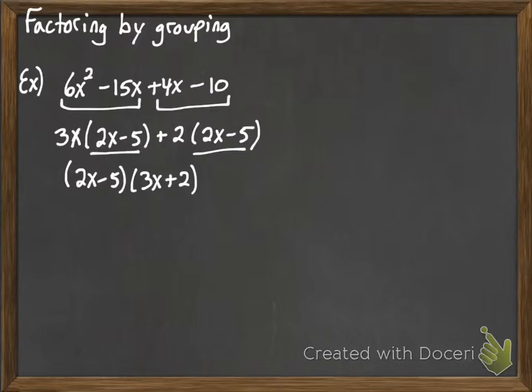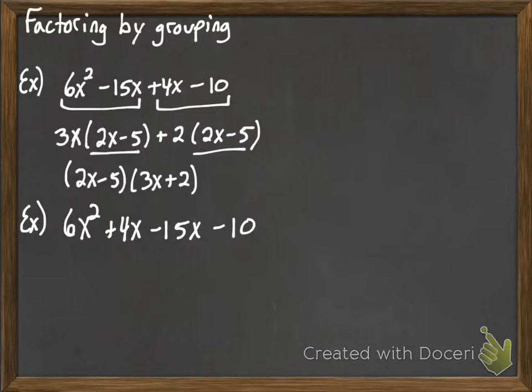So I want to take this same problem and I'm just going to rearrange it, just flip-flopping that 15x and the 4x. Because now the third term has a negative sign on it. I want you to see how we have to be a little careful when we're doing this problem now. We're still going to group the first two together and the second two together. This time now we have a 6x squared and a 4x. We can take a 2 out of the 6 and the 4. And we can also take an x out. So we go ahead and do that.